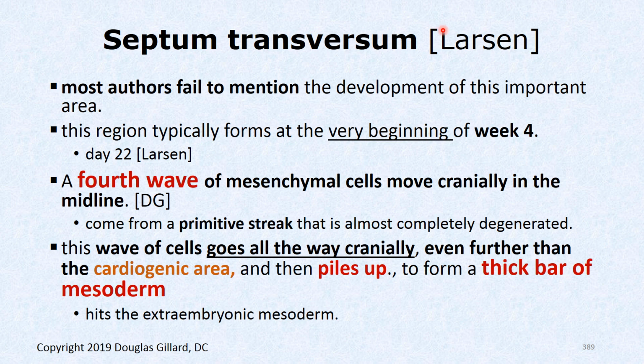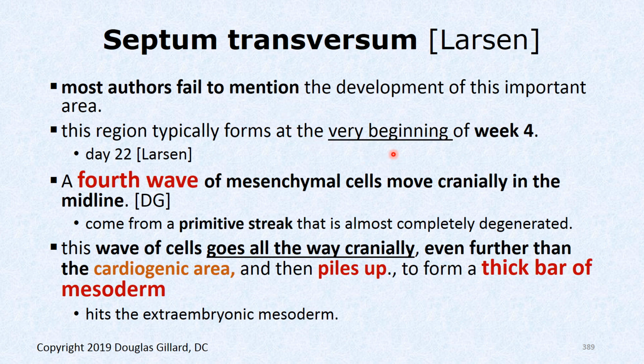Okay, another structure, even further, this is the furthest cranial structure. This is the fourth wave of anteriorly migrating mesodermal cells that we need to talk about. And they form something called the septum transversum. It's a huge mess. The authors are all over the place. Some don't even mention it. Most authors fail to even mention the development in this important area. Larson goes on a rant about this.